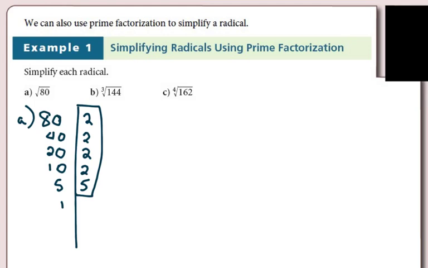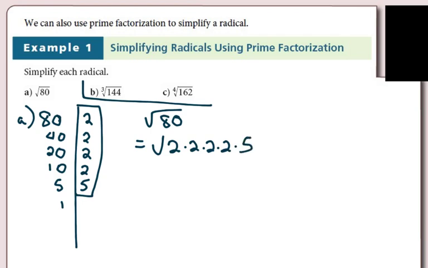So now we're going to rewrite this a little bit differently. We have the square root of 80, but the square root of 80 is actually the square root of 2 times 2 times 2 times 2 times 5. So we're just replacing the 80 with its prime factorization.